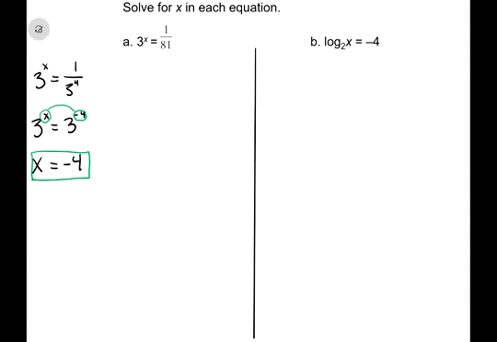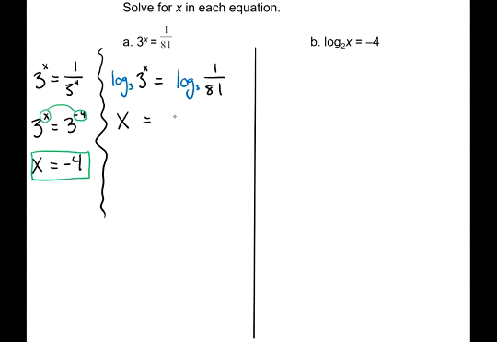Well, we have the base of our exponential function is 3, so we can start off by taking the log base 3 of both sides. So this is an alternate solution. The log base 3 of 3 to the x equals the log base 3 of 1 over 81. And the log base 3 and the exponential function base 3 are inverses of each other. So the log base 3 of 3 to the x equals x.